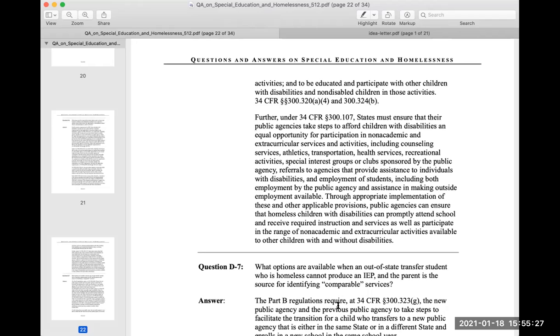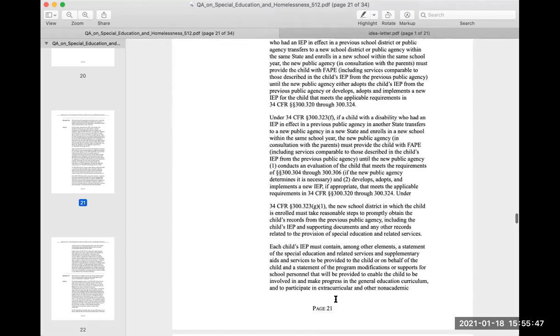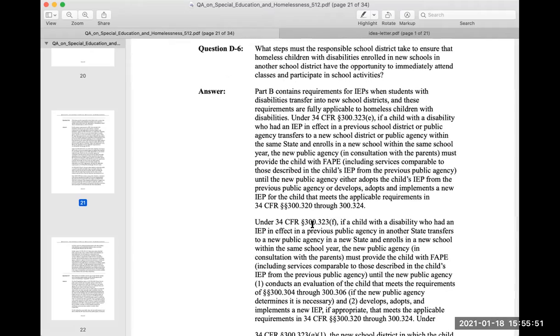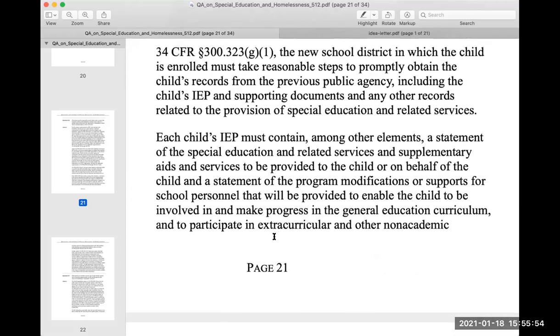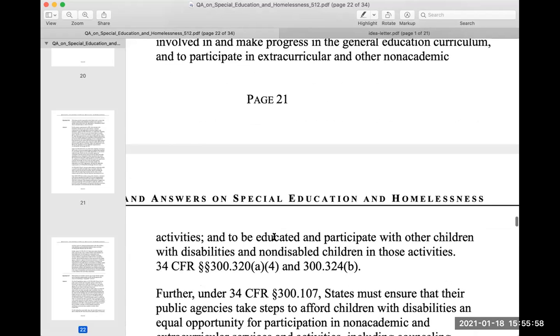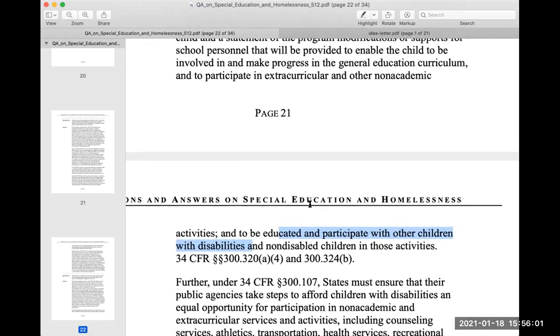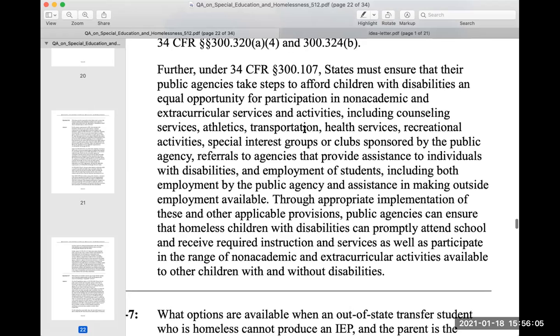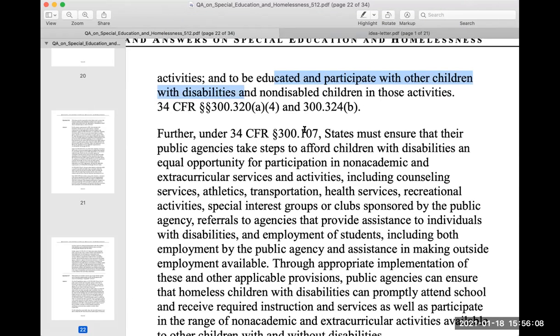Under 34 CFR paragraph 300.323(e), if a child with a disability who had an IEP in effect in a previous school district or public agency transfers to a new school district or public agency within the same state and enrolls in a new school within the same school year, the new public agency, in consultation with the parents, must provide the child with FAPE, including services comparable to those described in the child's IEP from the previous public agency until the new public agency either adopts the child's IEP from the previous public agency or adopts and implements a new IEP for the child that meets the applicable requirements in 34 CFR paragraph 300.320 through 300.324.